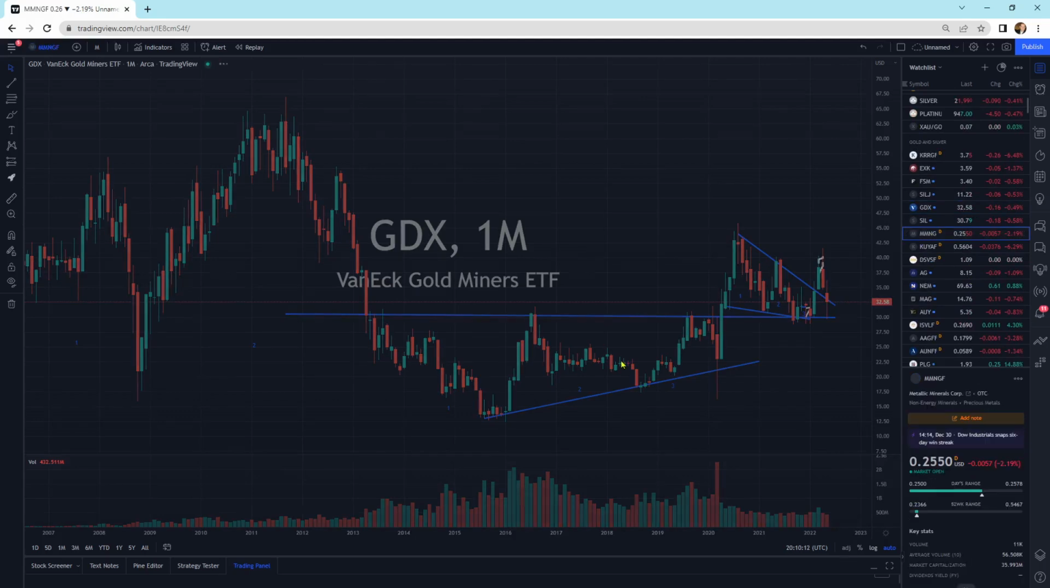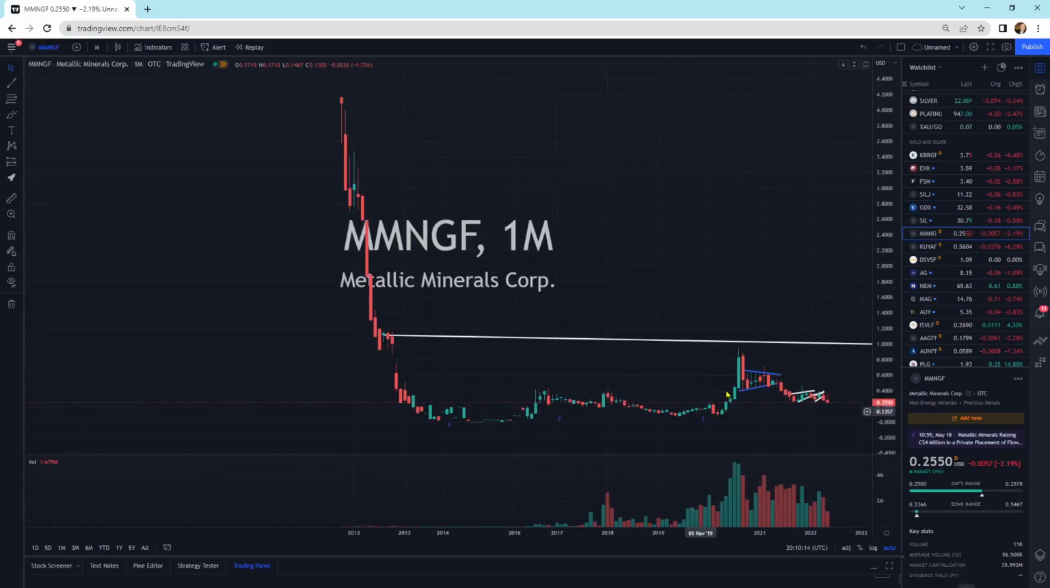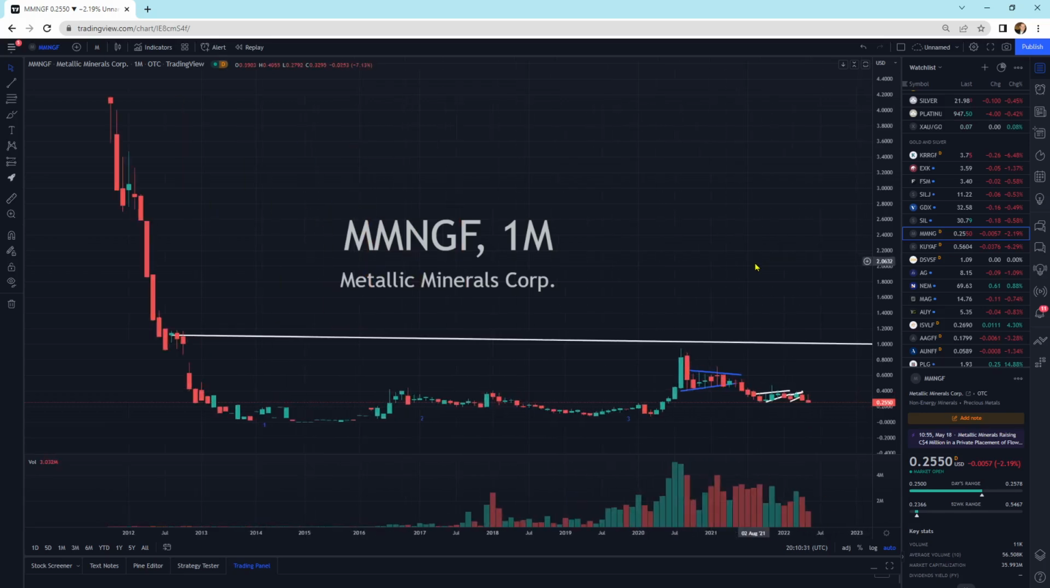Metallic Minerals just moving sideways below this large kind of double bottom pattern, we could head lower before heading higher. That is a possibility. If this is a double bottom, we could head down to levels that are really low. That would be an excellent buying opportunity if we were to do that. But again, guys, this is a lot riskier play. Just let it kind of fizzle out.